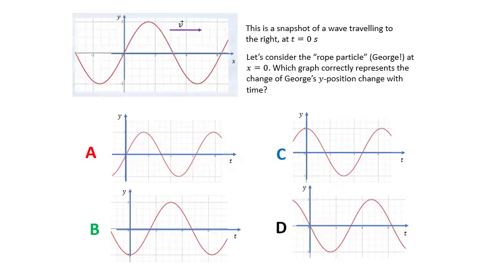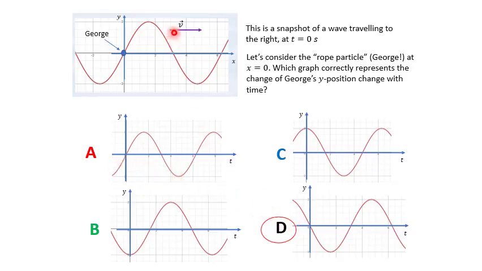Right, here's another snapshot with George still located at x is equal to 0. Give this one a go. Pause now. Welcome back. So you should have said D. This snapshot is taken at t is equal to 0. So at t is equal to 0, we see that George's y position is 0. That means we've narrowed it down to A or D. That satisfies both A or D.